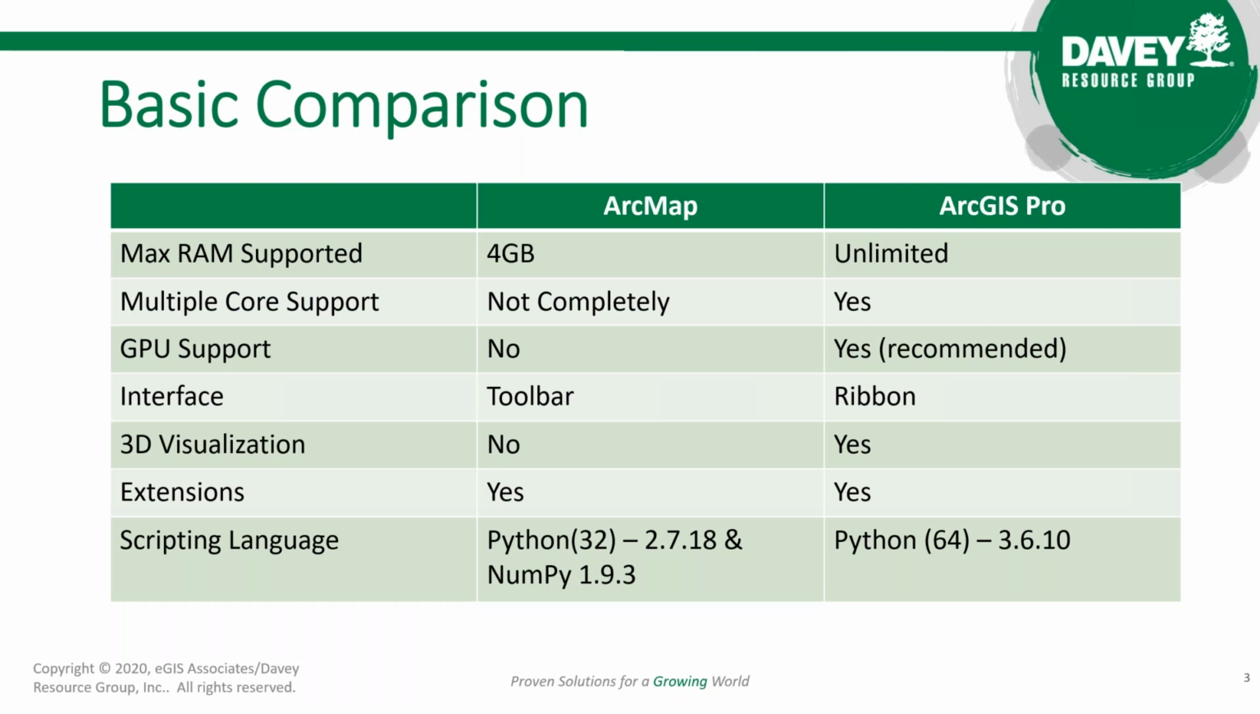One of the last things, if you're looking at migrating to Pro as your primary desktop, is the Python version. So Pro being 64-bit does use a different version of Python. It's 3.6.10 in the most current version of Pro, whereas the most current version of ArcMap, 10.8.1, is using Python 2.7.8. So you will have to do some tweaking, upgrading, recoding, whatever you want to call it, of any existing Python scripts that you run in ArcMap that you want to bring into Pro.